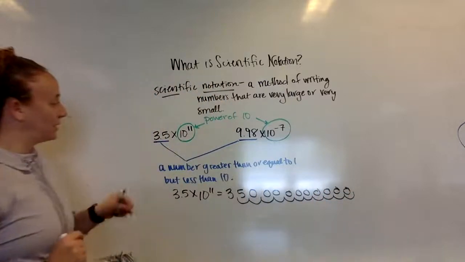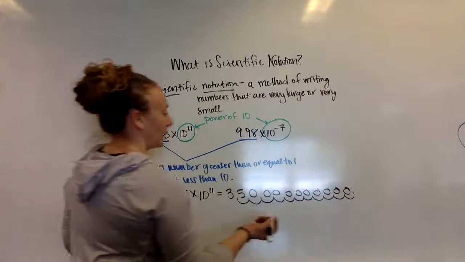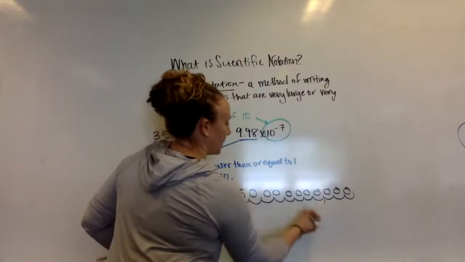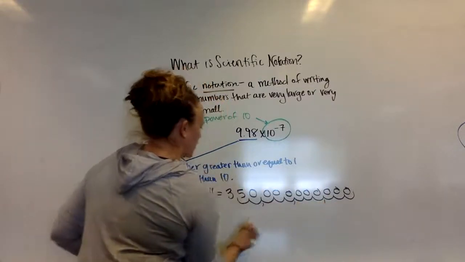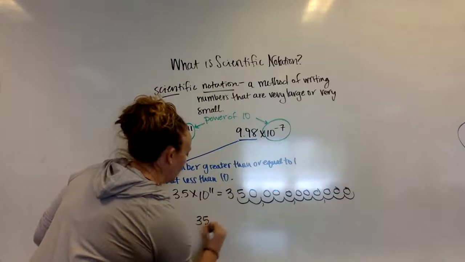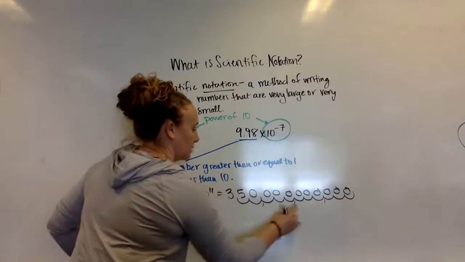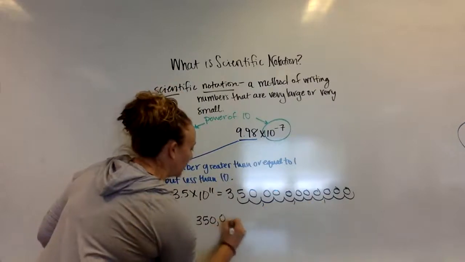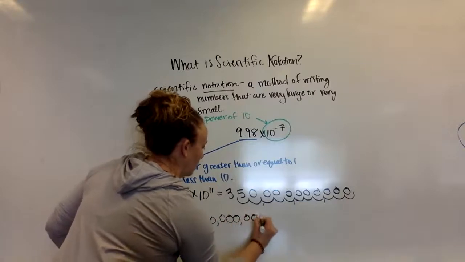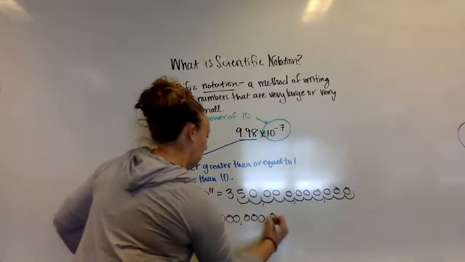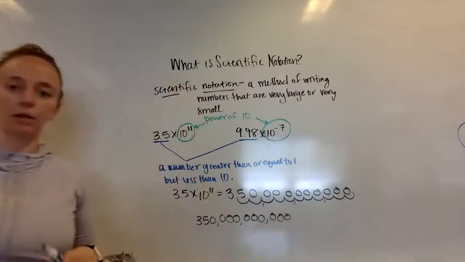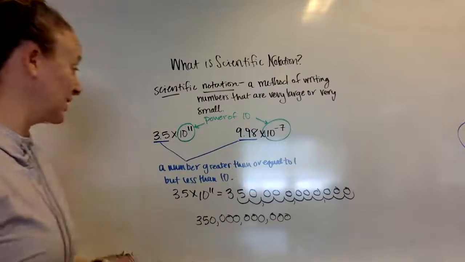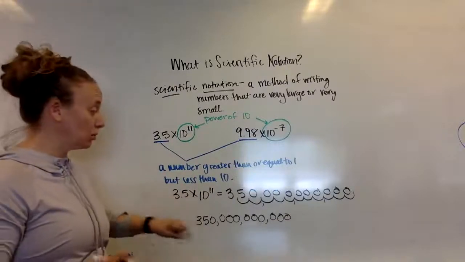So 3.5 times 10 to the 11th power, if I were to write it as a number in standard notation, I'll now put my commas in. I have 350, what is this? Thousands, millions, billions, 350 billion. Get all my zeros in there. 350 billion is truly what that number is. That's a massive number. That's huge.